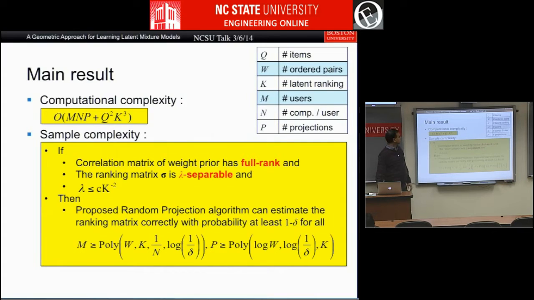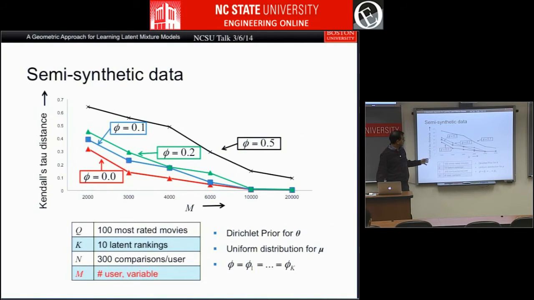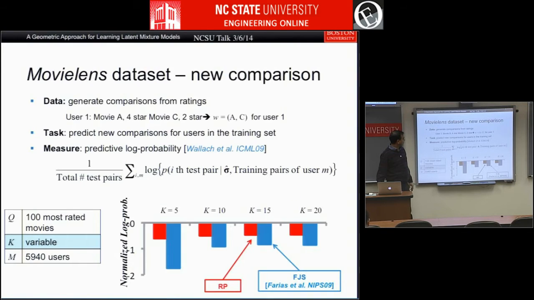And again, you can come up with a very similar result for a seemingly different problem, where you get very good computational complexity as well as very good sample complexity, which is polynomial in the number of items and so on. Okay, again, we can do the semi-synthetic data experiments. I'll move on, because I don't have time to discuss these ideas.